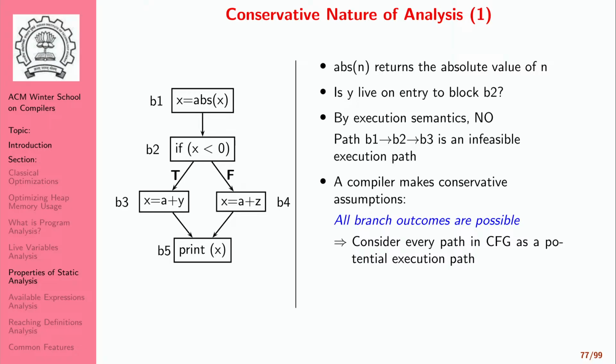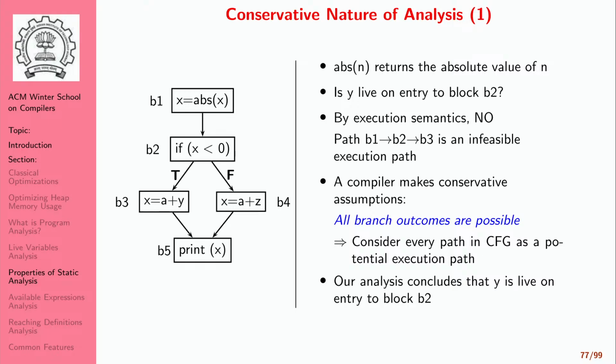What would cause a harmful error? If I miss out a path. If I miss out a path, then I may not be able to declare something as live that actually should have been live, the first case, right? Then it would be a harmful error. So our analysis concludes that y is live on entry to block 2.